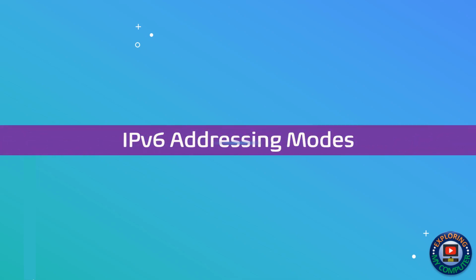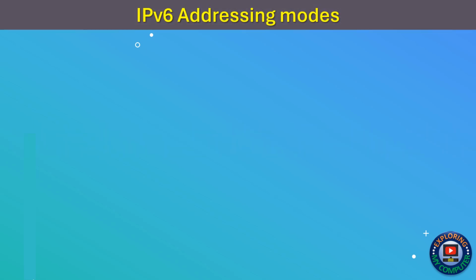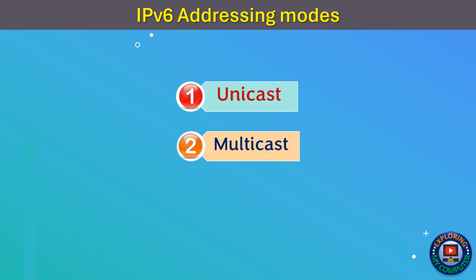Different addressing modes in IPv6. IPv6 has 3 addressing modes. They are 1. Unicast, 2. Multicast, 3. Anycast.